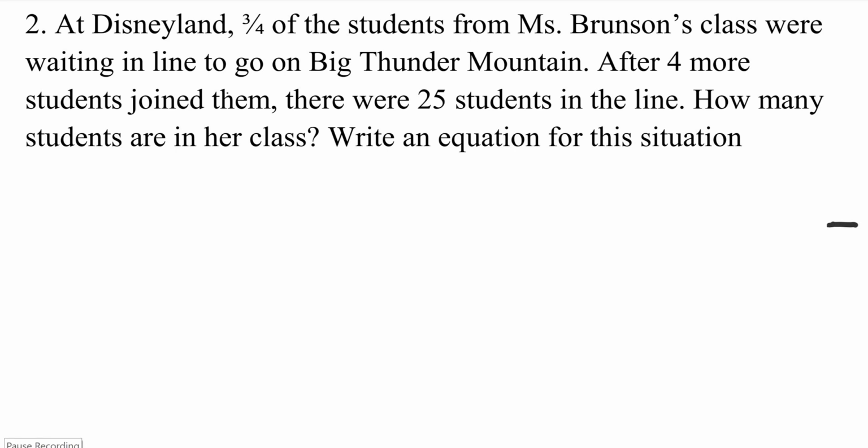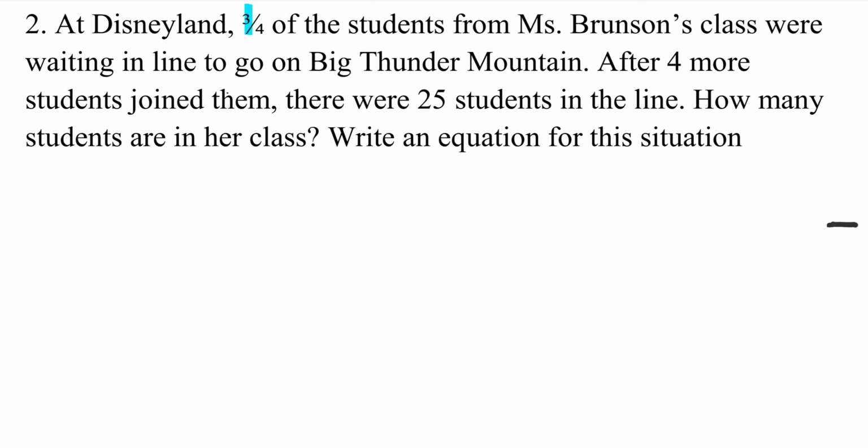All right, everyone, this is problem number 2 from chapter 2, the study guide. Problem number 2 says, at Disneyland, 3/4 of the students from Miss Brunson's class were waiting in line to go on Big Thunder Mountain. After 4 more students joined them, there were 25 students in line. How many students are in her class, meaning Miss Brunson? Write an equation for this situation.